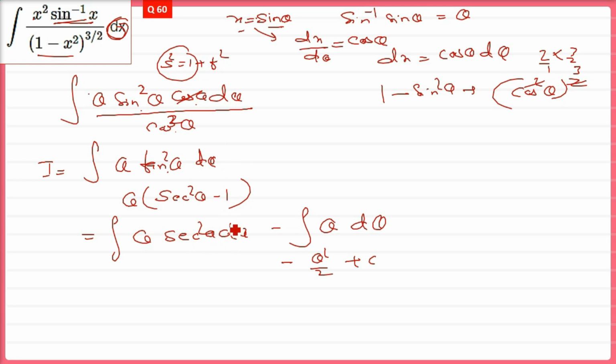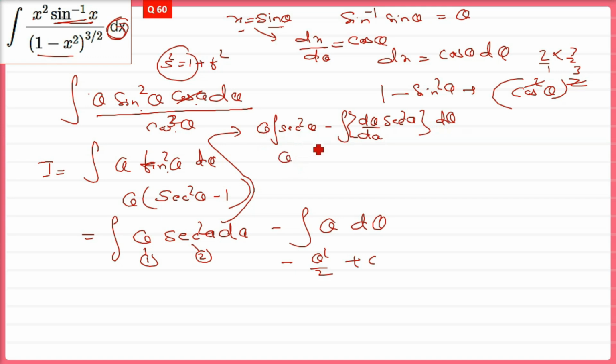So we need to deal with theta sec square theta d theta. So I am doing it here. Theta will be taken as the first term and sec square theta will be taken as the second term. So it will be theta times the integration of sec square theta, minus the integration of d by d theta of theta times the integration of sec square theta. D by d theta of theta will be 1, and the integration of sec square theta is tan theta only. So theta tan theta, and the integration of tan theta also we know.